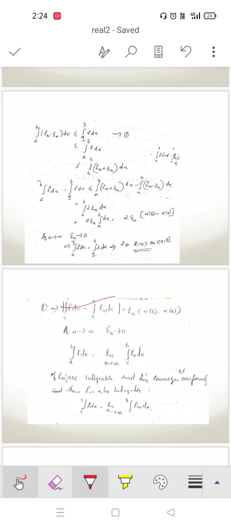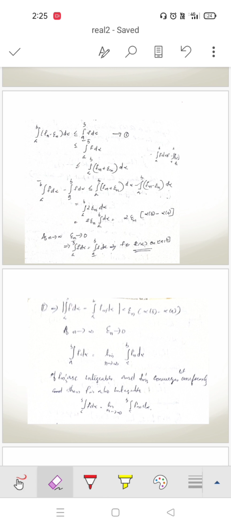As n tends to infinity, epsilon_n tends to 0, then we'll get the upper integral from a to b of f d alpha minus the lower integral from a to b of f d alpha equals 0, which implies the upper integral from a to b of f d alpha equals the lower integral from a to b of f d alpha, which implies f belongs to R(alpha) on the closed interval [a, b].